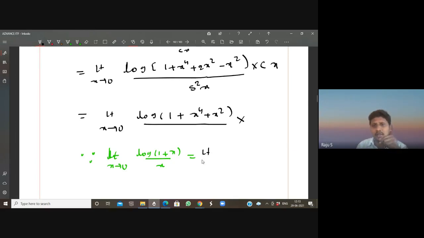How it is 1? I can explain you. Apply L'Hospital, differentiate numerator: 1 by 1 plus x, by denominator x differentiate. So now you can substitute in place of x 0, we are going to get 1. So you can remember directly log 1 plus x by x value is 1. Otherwise, I derived here why it is equal to 1, differentiate numerator and denominator with help of L'Hospital rule. So anyhow, this formula is 1.